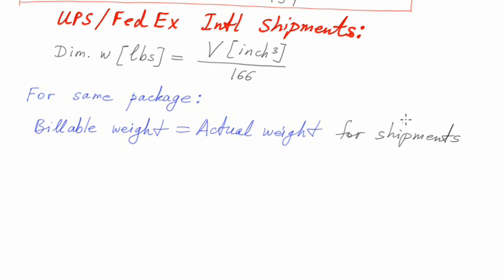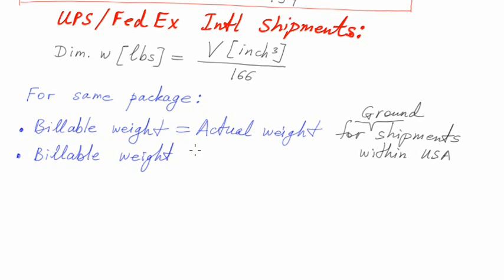For ground shipments within the USA, billable weight will be equal to the actual weight. But for the same package, billable weight is going to be equal to dimensional weight if it's an international shipment or an air shipment.